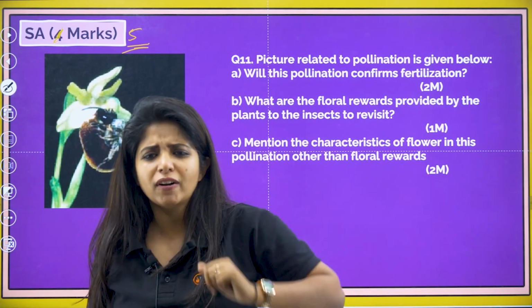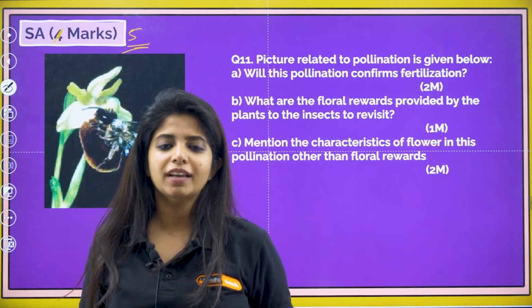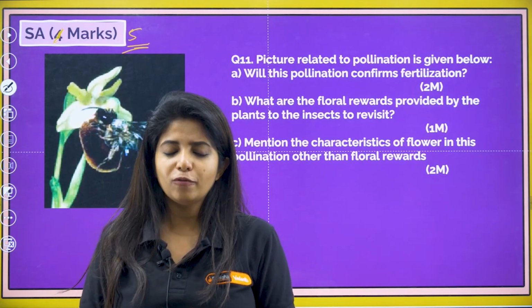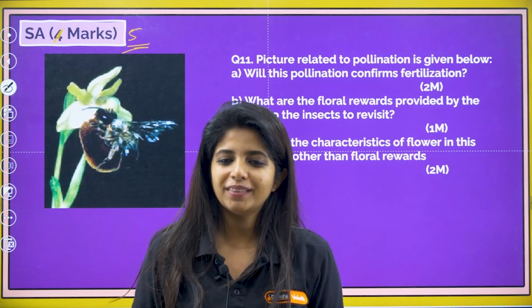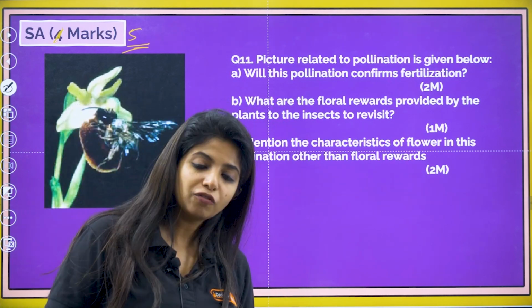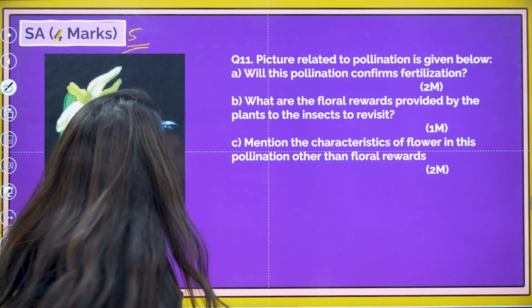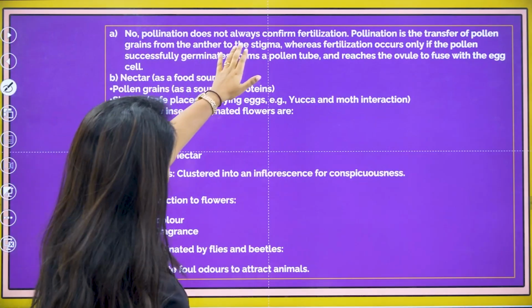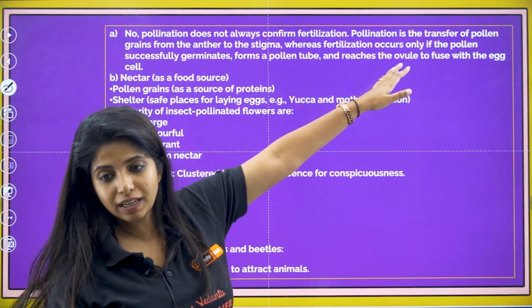Pollen tube formation does not happen. Pollen tube does not reach over there. The male gametes do not reach over there. What will that case be? My dear children, in that case, fertilization would not be happening, right? So, will this pollination confirm fertilization? Maybe, maybe not. How do you frame the answer? Let's see. No, pollination not always confirm fertilization.